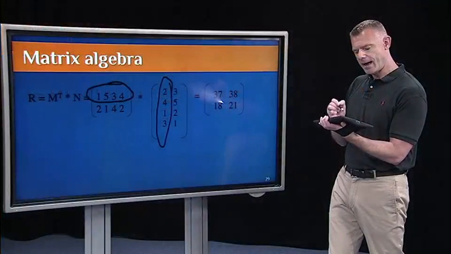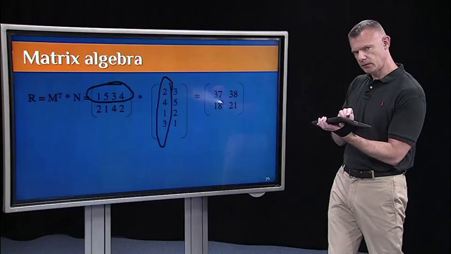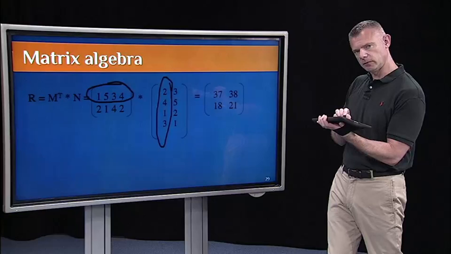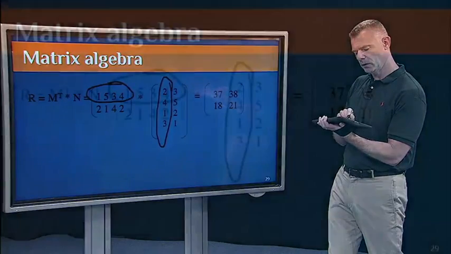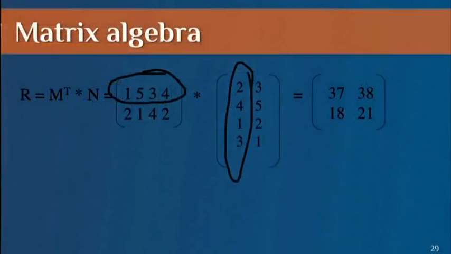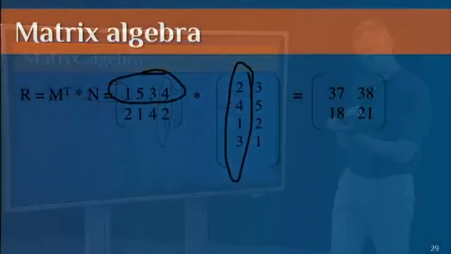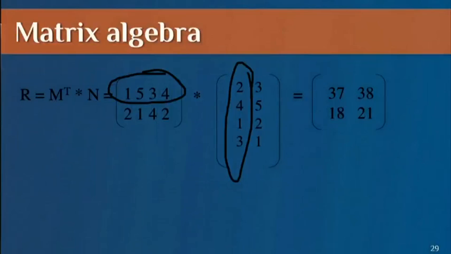And then I'm going to add the second element in the first row of the first matrix times the second element of the first column in the second matrix. So that's 5 times 4. So what I'm doing is 1 times 2 plus 5 times 4 plus 3 times 1 plus 4 times 3. Let's go through that again. 1 times 2 is 2, plus 5 times 4 is 20, so I'm up to 22, plus 3 times 1, so now I'm at 25, plus 4 times 3, that's 12, that gives me 37.